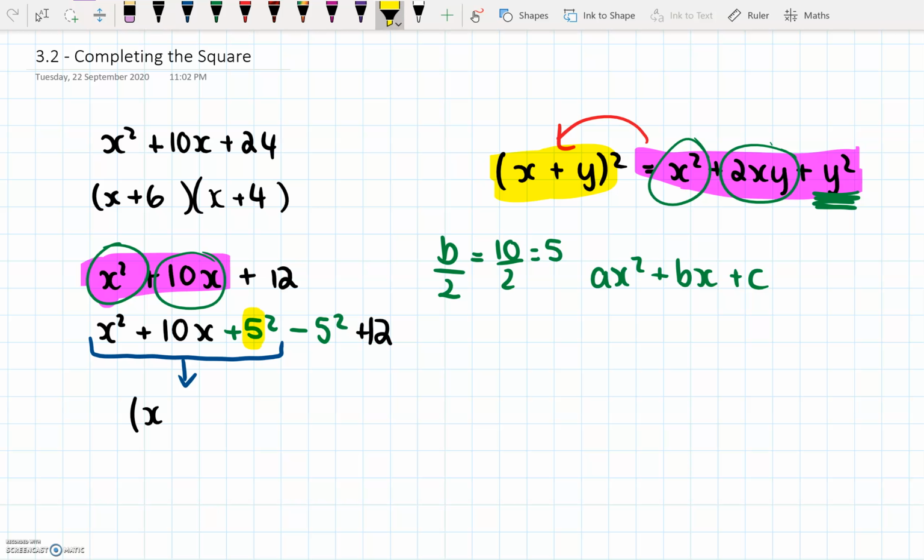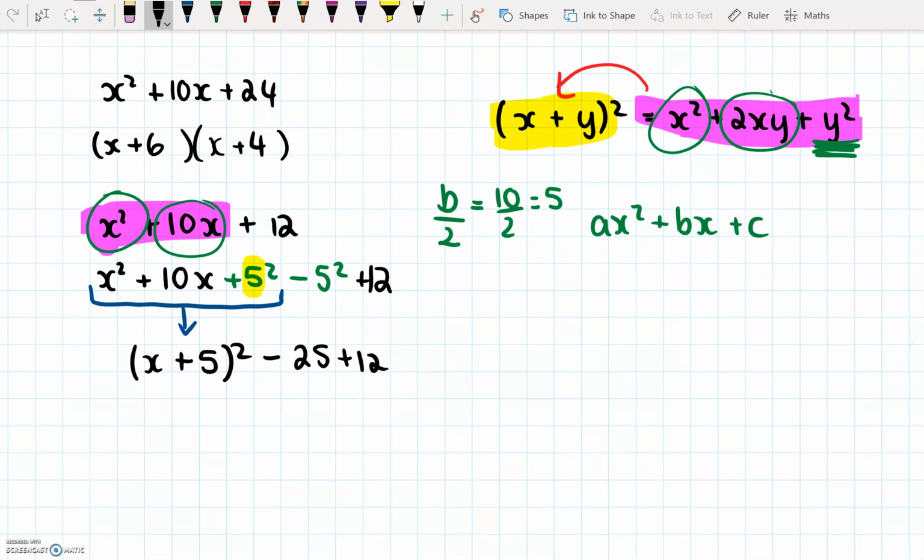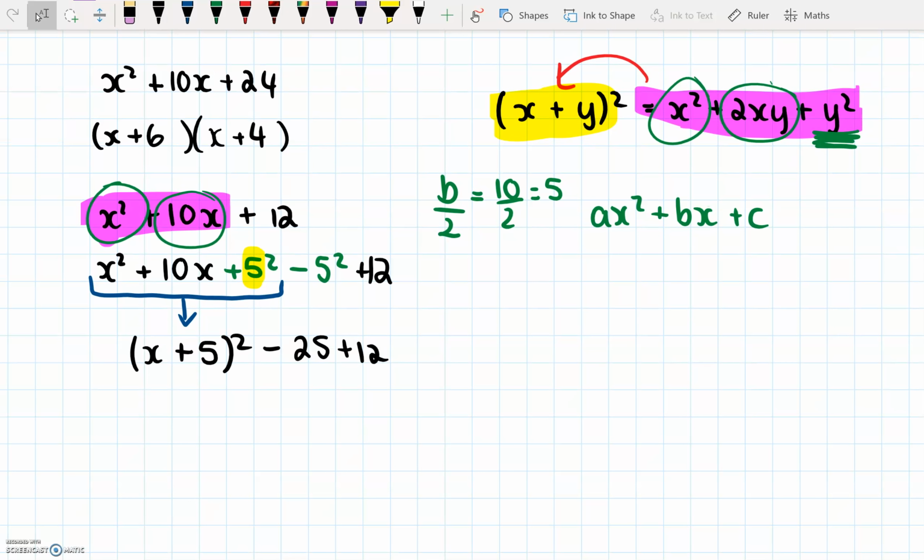Okay, it was this number here, and that in this case is 5. So (x + 5)² − 5², which is 25, plus 12. All right, now we can just go further and factorize. We have (x + 5)² − 13. And now what we have done is we have completed the square. So this is called completing the square. This will be very useful further on.